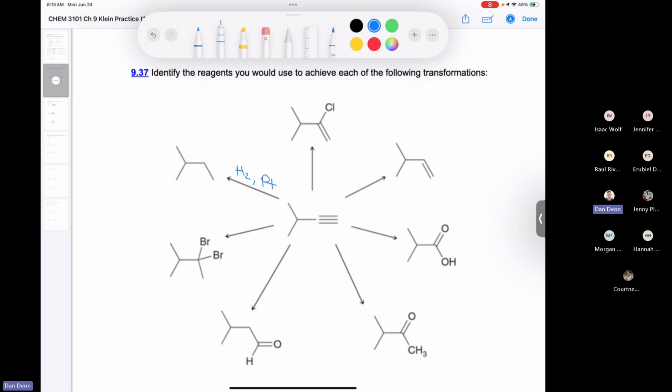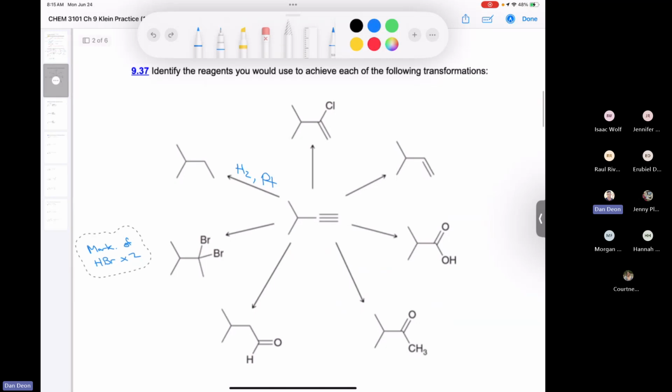The next one, we're taking the terminal alkyne and we're converting it to the geminal dihalide. Now, this is a Markovnikov addition. This is Markovnikov of HBr, right? And it's happening 2 times. So what do we need to do that? Well, I'll use a different color here. Okay, so to do the Markovnikov addition of the HBr 2 times, we're just going to use excess HBr. So we need excess HBr. And I'm going to go up to this one here because you see that this one is a Markovnikov addition of HCl. So I'll write here Markovnikov addition HCl.